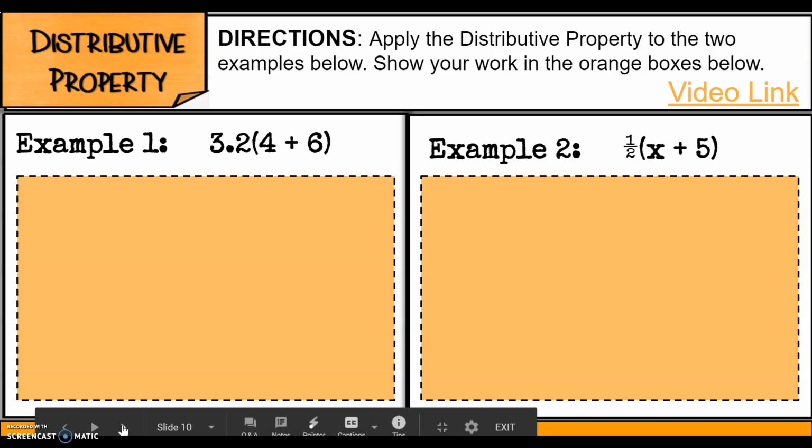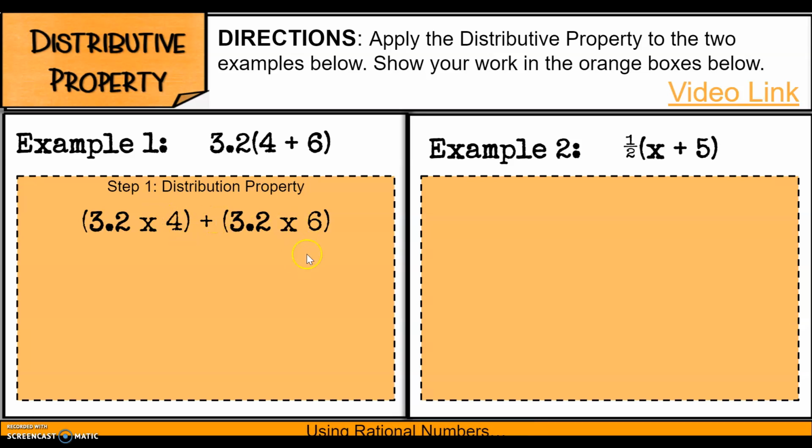So we're going to show our work in these yellow boxes. So example 1, I have 3.2 times 4 plus 6. The first thing I'm going to do is the distributive property, and distribute that 3.2 to my 4 and my 3.2 to my 6. I put them in parentheses so you could see the difference, and then I have to add those two together.